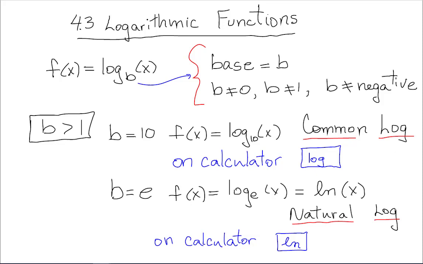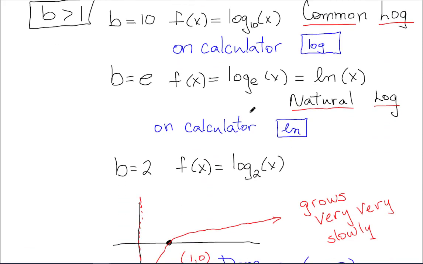If the base is e, then we have f of x is log e of x. But no one ever writes it with the e. It's always shortened to be ln of x. ln for natural log. This particular log function occurs often in natural processes. And on your calculator, it's a button that looks like a lowercase l and an n.